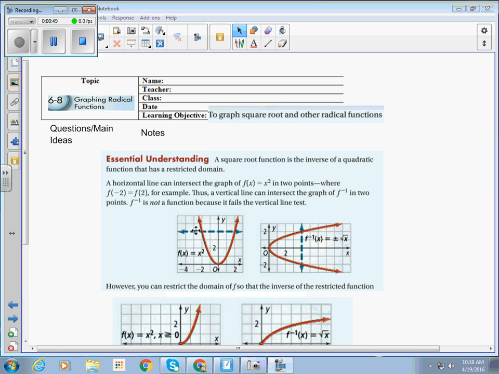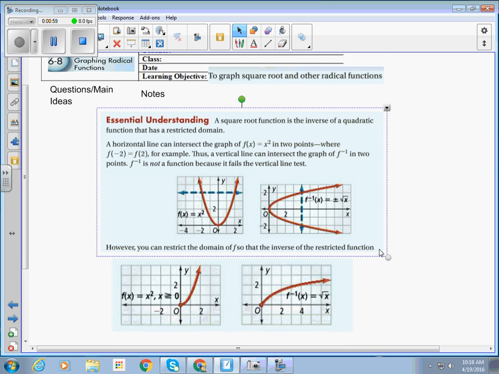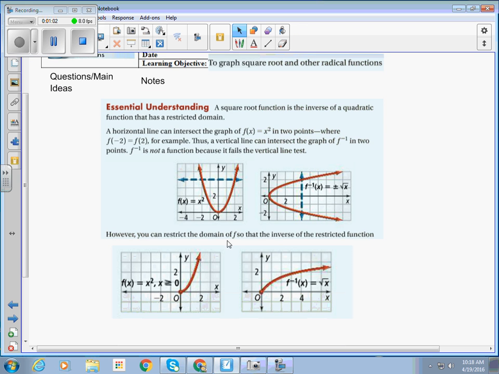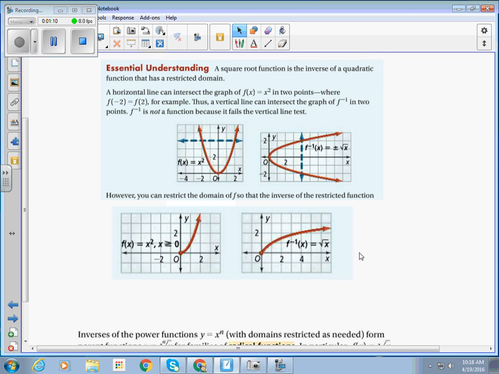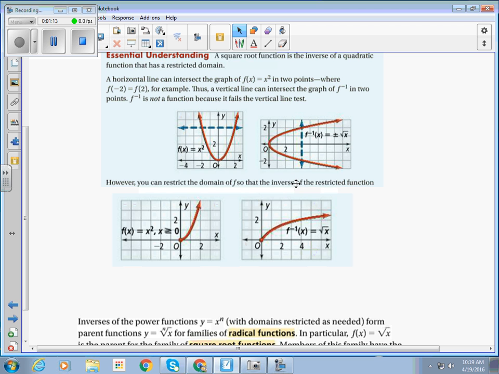So when you have the inverse, here's your regular quadratic. The inverse of the quadratic is not a function. But we can restrict the domain so that the inverse of the restricted function is a function. So if f of x is equal to x squared and we're just dealing with x greater than or equal to 0, then the inverse is a function.